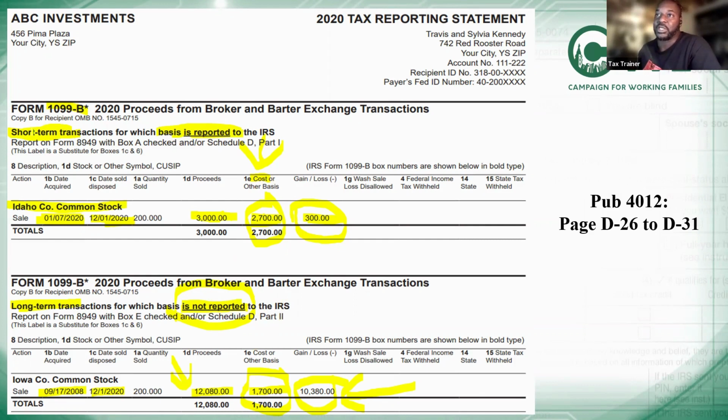Like, for example, this short term, let's say this was not reported, they're going to try to make you pay taxes on $3,000. I don't want to pay taxes on $3,000. I paid $2,700. This is my basis. Even if it's not reported, I'm going to report it. I have clients who have been taxed on their proceeds because their basis was not reported, and I have to amend their taxes and say, let's report the basis so you can pay less than what you paid before. Okay, great. Thanks.